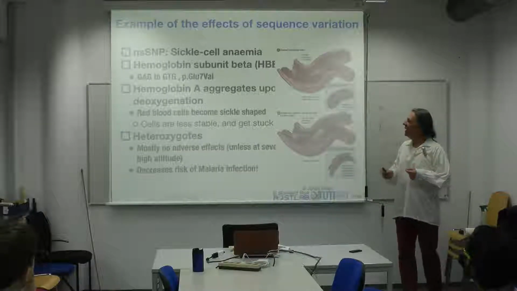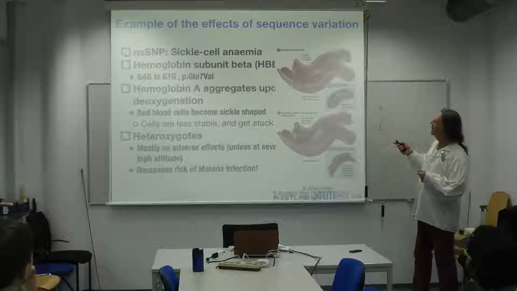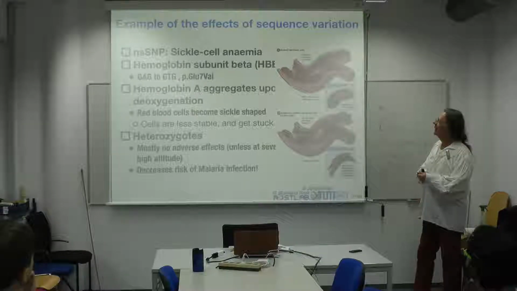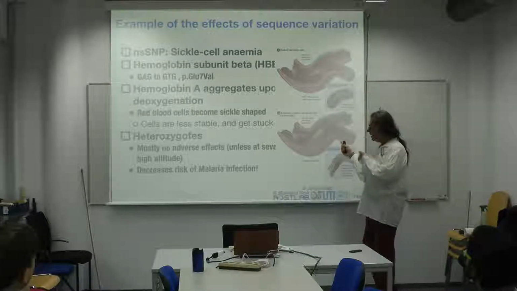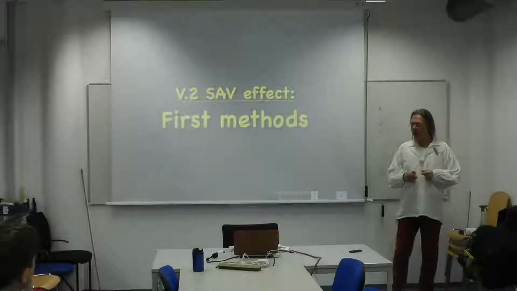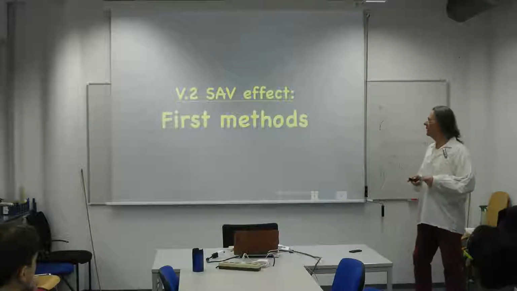Again, I briefly talked about that. So there's sickle cell anemia, the sickle cell disease, where a single amino acid change leads to a disease form. Okay, now let's talk about first methods.